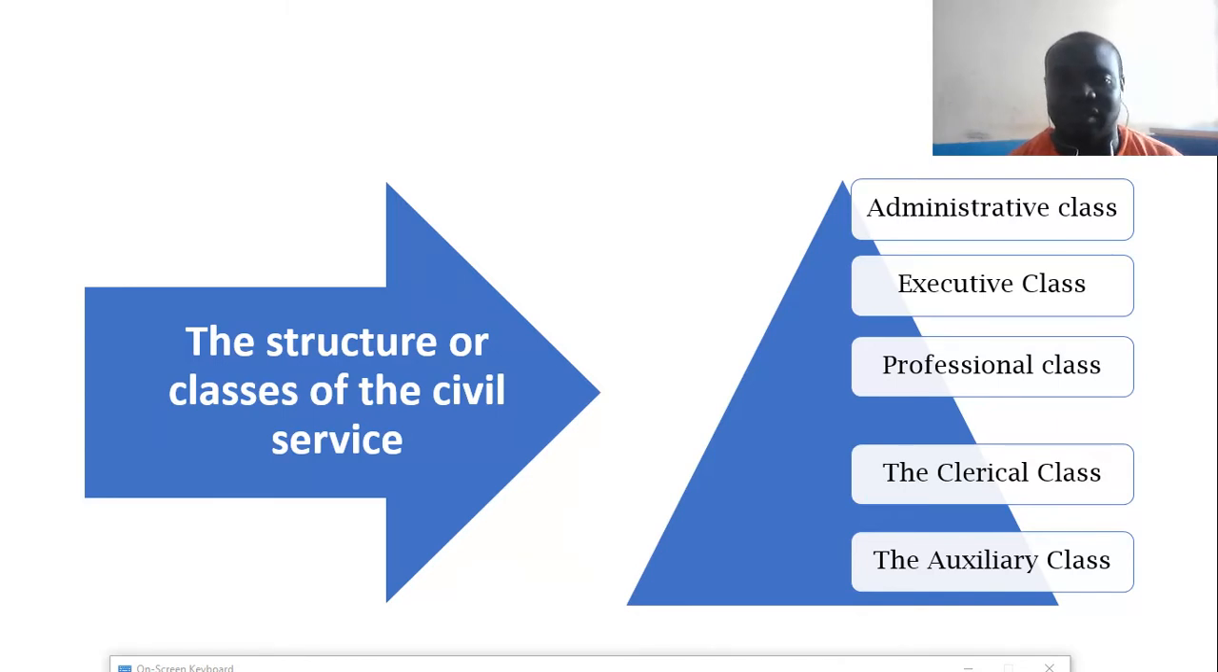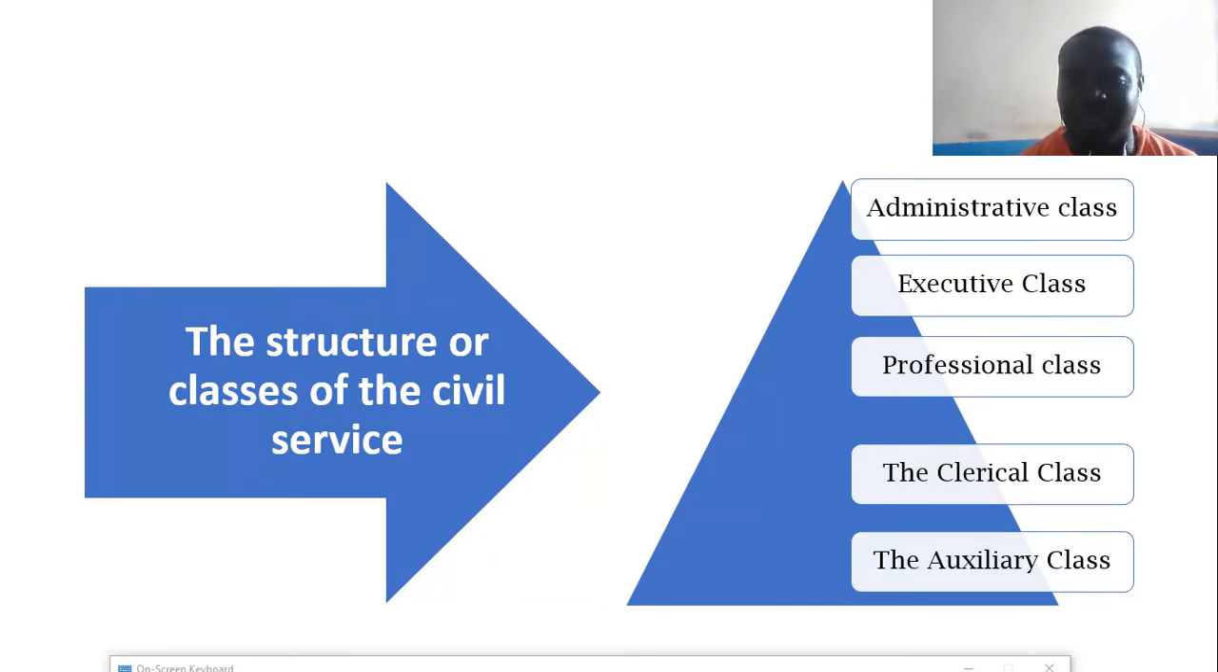The next class or structure of civil service is known as the executive class. This class of civil servants is mostly known for its function, which is implementation of policies and programs of ministries and departments of the government. They are in charge of implementation. Whatever policy has been made, probably from the administrative class, is implemented by the executive class. This class comprises civil servants like the chief executive officers, senior executive officers, senior technical officers, and so on.